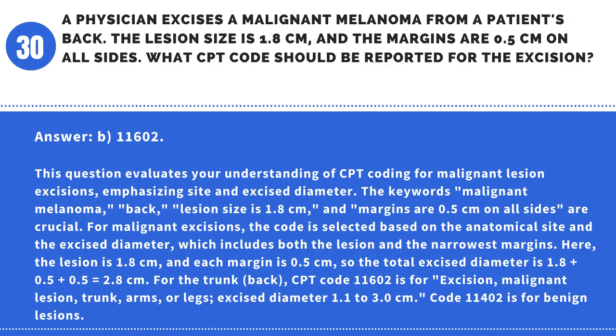11,602. This question evaluates your understanding of CPT coding for malignant lesion excisions, emphasizing site and excised diameter. The keywords malignant melanoma, back, lesion size is 1/8 cm, and margins are 0.5 cm on all sides are crucial. For malignant excisions, the code is selected based on the anatomical site and the excised diameter, which includes both the lesion and the narrowest margins. Here, the lesion is 1/8 cm and each margin is 0.5 cm, so the total excised diameter is 1/8 plus 0.5 plus 0.5 equals 2/8 cm.